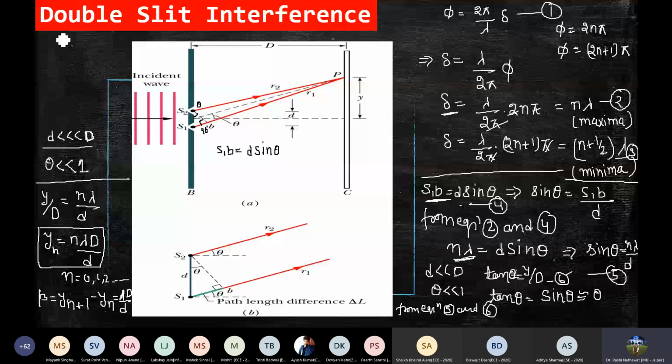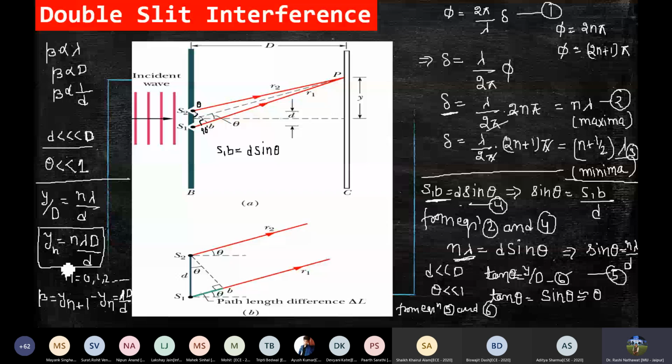So beta only depends on lambda, and on the distance between the screen and the source, and beta is proportional to 1 over d. It doesn't depend on the order of the fringe. So the fringe width is the same for all.